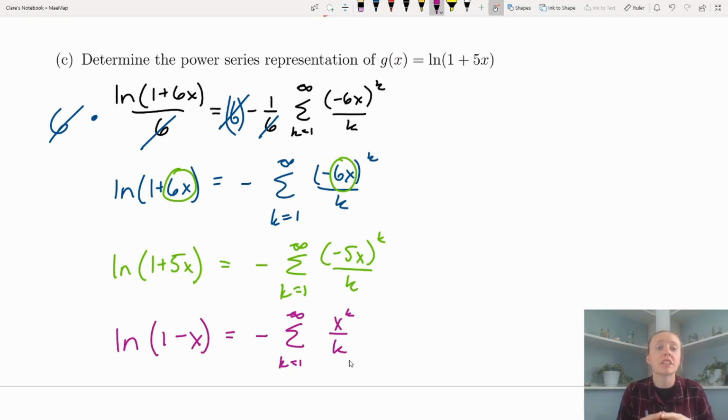So once you find your relationship between some function f of x and g of x, either by differentiating or integrating, there's just a few small manipulations that need to be made to create that power series representation.